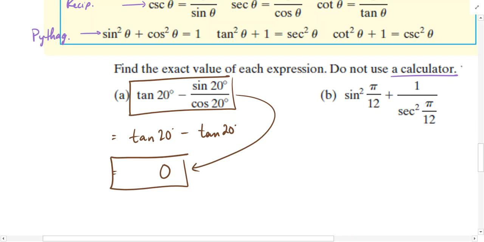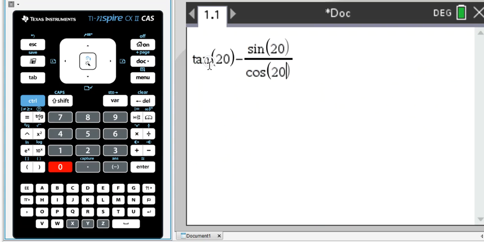And we were told to complete this without the use of a calculator, which we've done, but certainly we can check our results with the use of a calculator, and so that's what I'm going to do now. So I've set up that expression in the calculator, and before I press enter, I'm double checking my calculator is set to degrees.